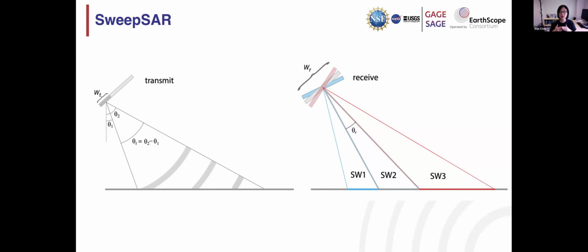But the sweeps are trying to attempt to have a more uniform illumination across the entire swath to achieve the full resolution. So the sketch here is kind of to give you an idea how it works, but in the actual implementation, they don't really just steer the antenna this way.